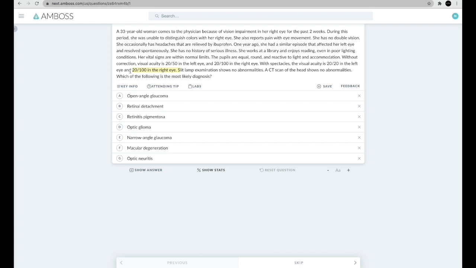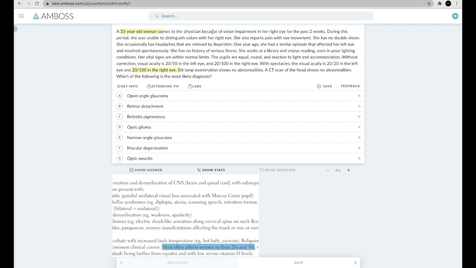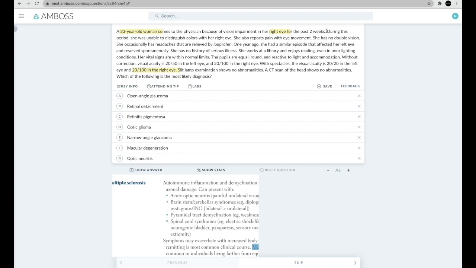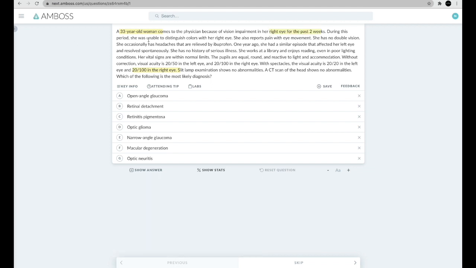So I didn't reach anything by reading this, so I have to read from the start. A 33-year-old woman, middle-aged female, because of vision impairment in her right eye. We already know there's something wrong in her right eye for the past 2 weeks. During this period, she's unable to distinguish colors and reports pain with eye movement.